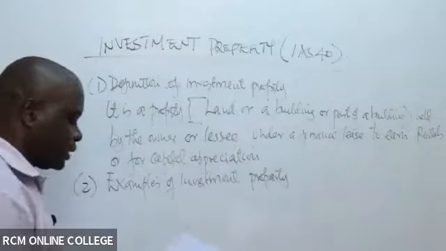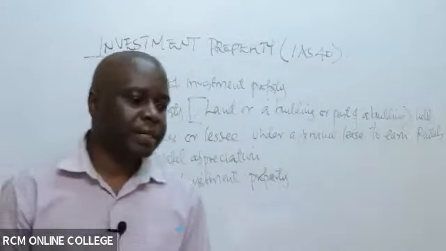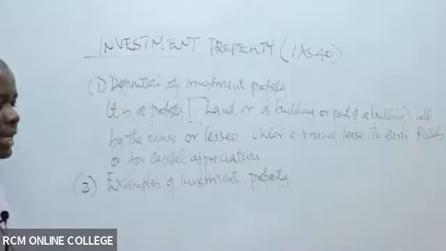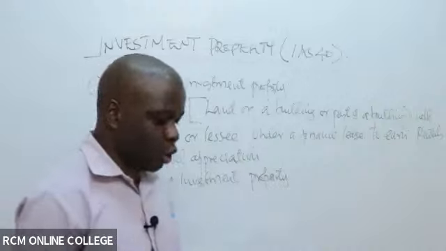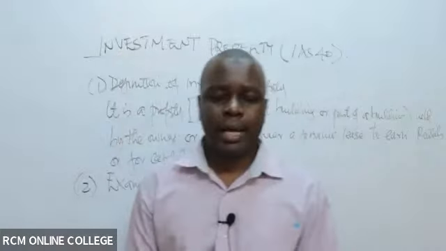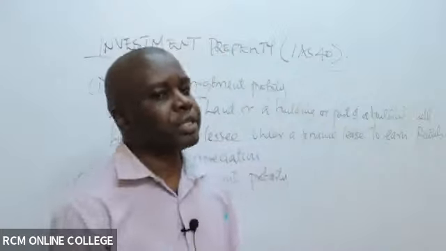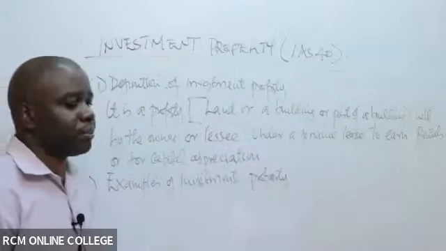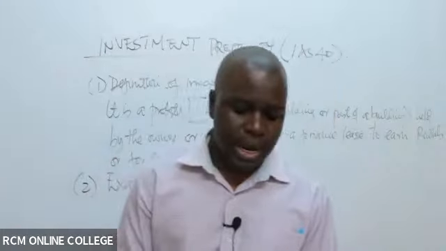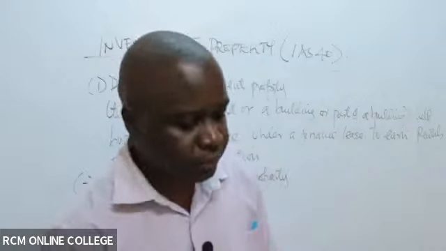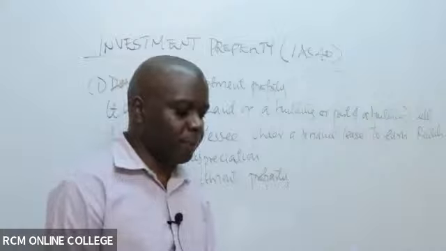Examples of investment property. Number 1, you can write: land held for long-term capital appreciation. If you don't get the point, just kindly tell me to repeat and I'll repeat. Land held for long-term capital appreciation.